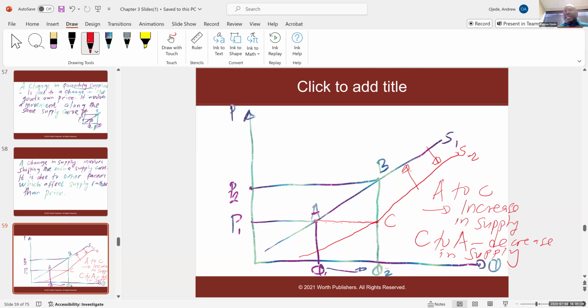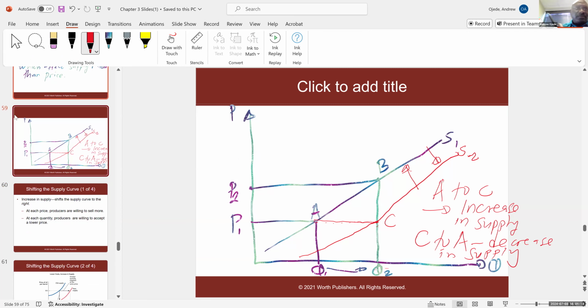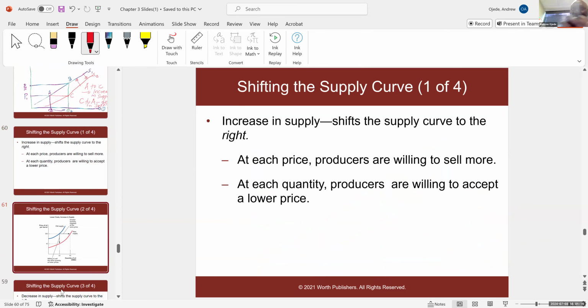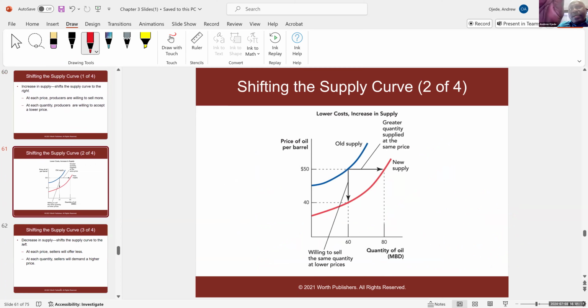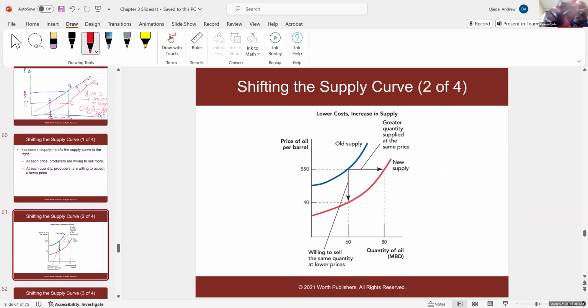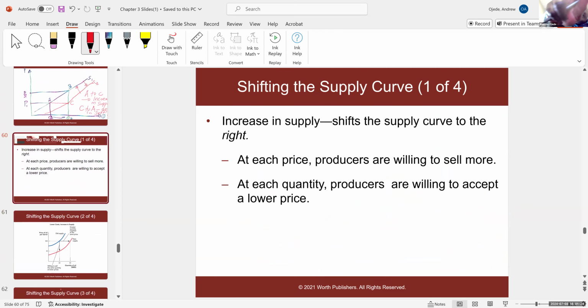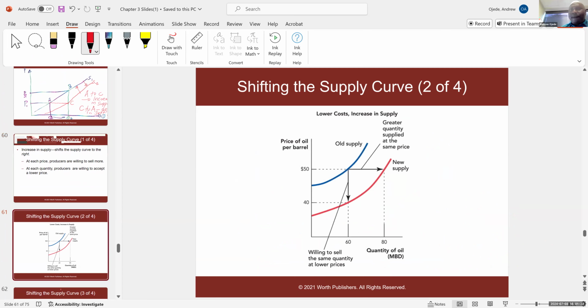Now the question is, what are the factors that shift the supply curve left or right? Let's go and discuss those factors. I talk about this here now. This is the case of an increase in supply. The supply curve shifts to the right. At each price, producers are willing to sell more. At each quantity, producers are willing to accept a lower price. That's what it is.